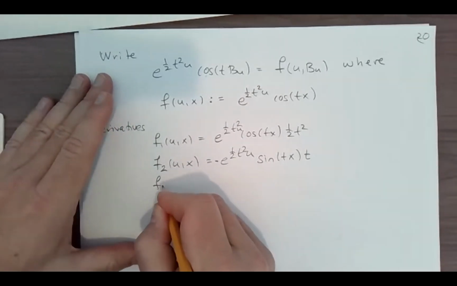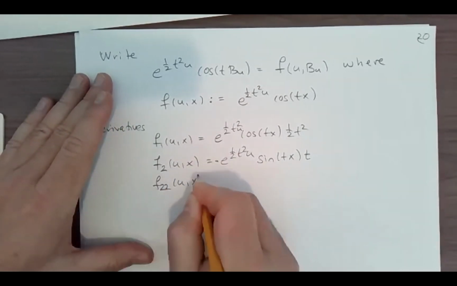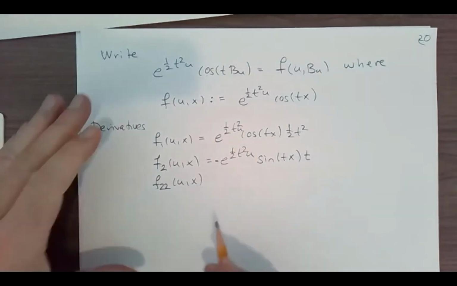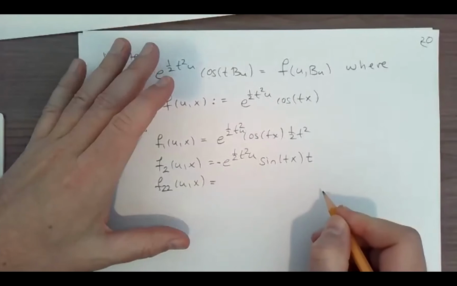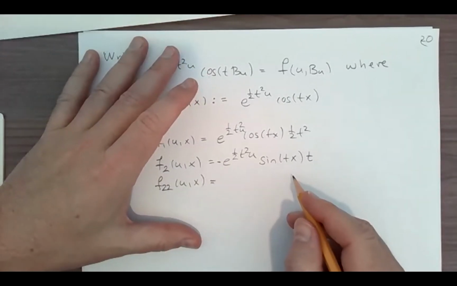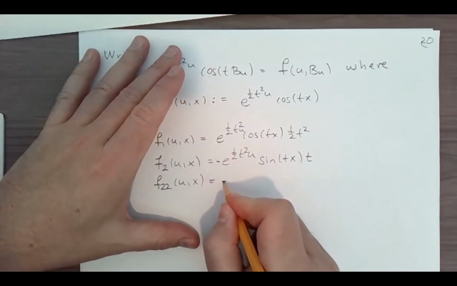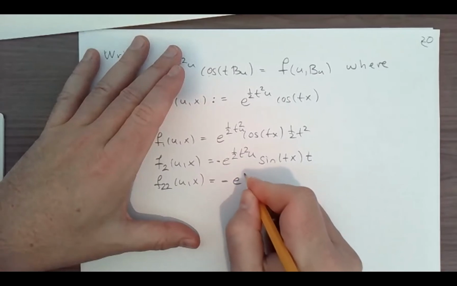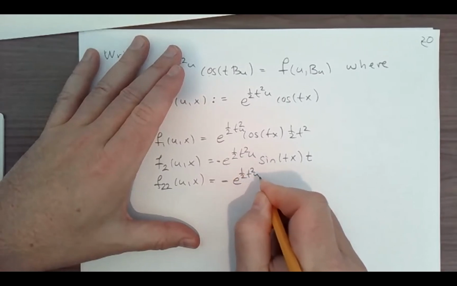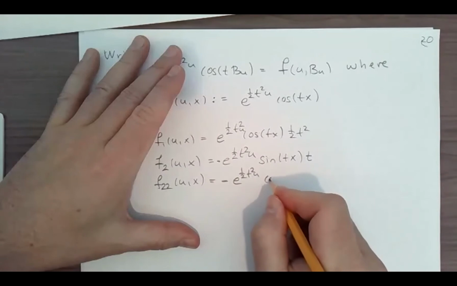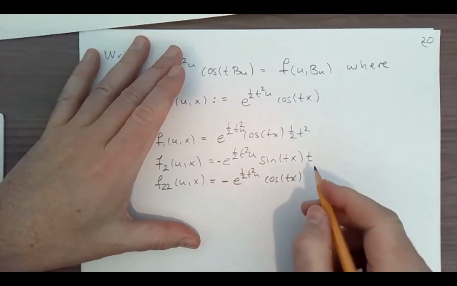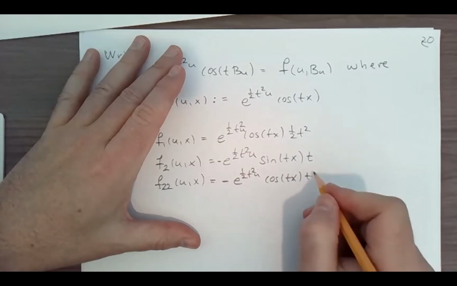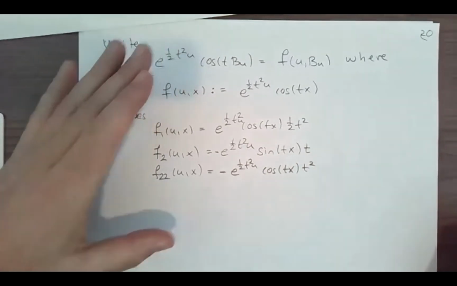And then you need f22 too. So you need to take the derivative of this thing here with respect to x. So now sine's derivative is going to be cosine. There's a minus sign sitting out there. So this is minus e to the 1/2 t squared u. Now we're going to get cosine here. And then we need to take the derivative again, so we're going to get a t squared here.